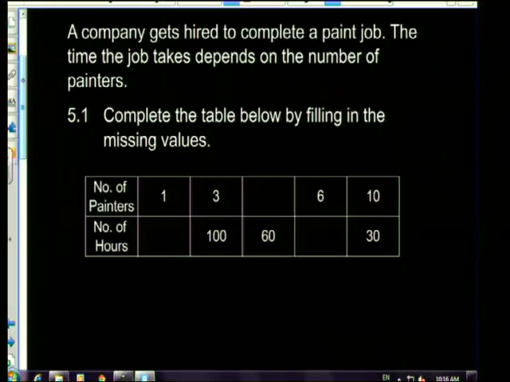Okay, let's have a look at another question quickly. Question number 5. A company gets hired to complete a paint job. The time the job takes depends on the number of painters. Complete the table below by filling in the missing values.